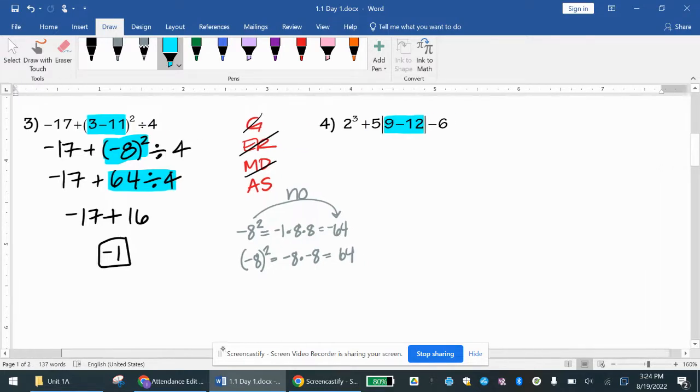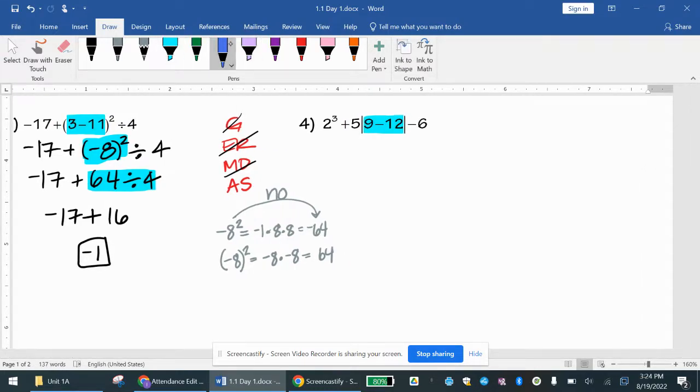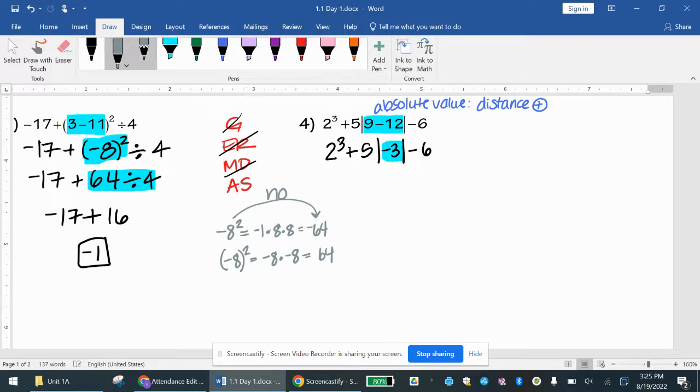So remember, G stands for grouping symbol, but this grouping symbol is special because it's called absolute value, which measures distance. And distance is always positive. So when I subtract 9 minus 12 and I get negative 3, in order for me to find the absolute value of negative 3, I need to consider how far negative 3 is from 0. So how many spaces is negative 3 from 0? Just 3 spaces.